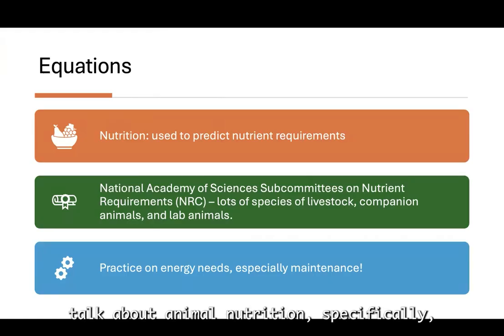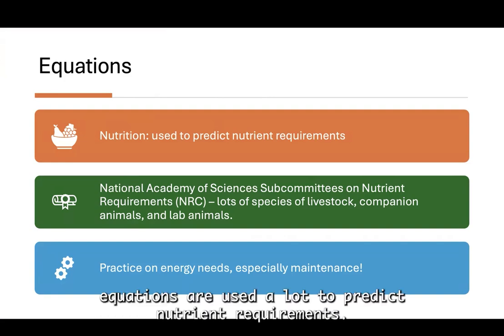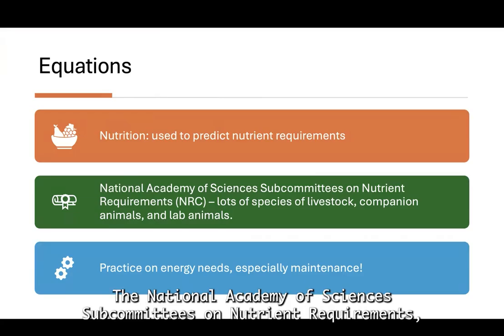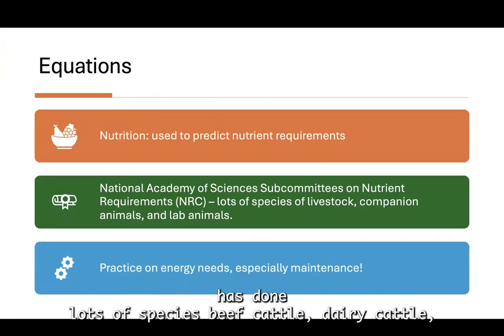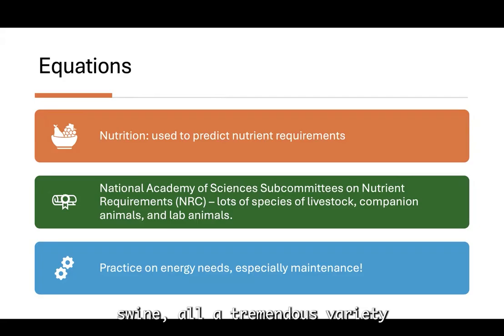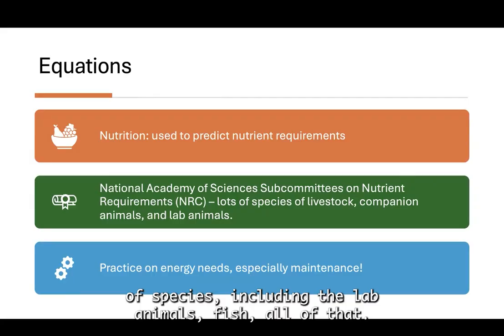So when we talk about animal nutrition specifically, equations are used a lot to predict nutrient requirements. The National Academy of Sciences subcommittees on nutrient requirements, what we call the NRC, National Research Council, has done lots of species: beef cattle, dairy cattle, horses, and small ruminants and camelids, swine, a tremendous variety of species, including the lab animals, fish, all of that.